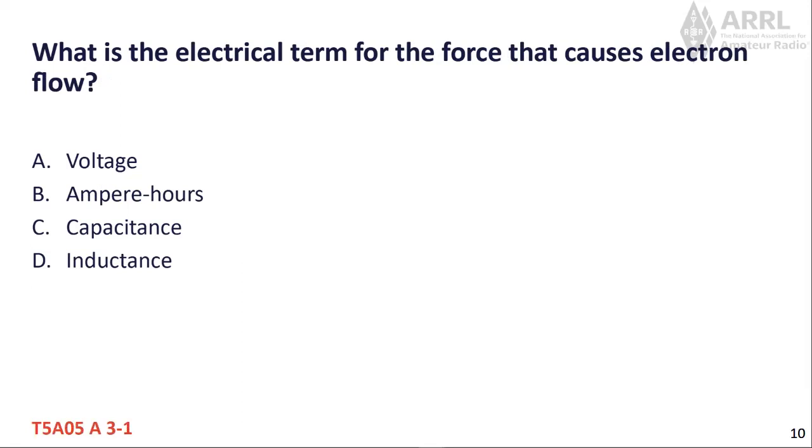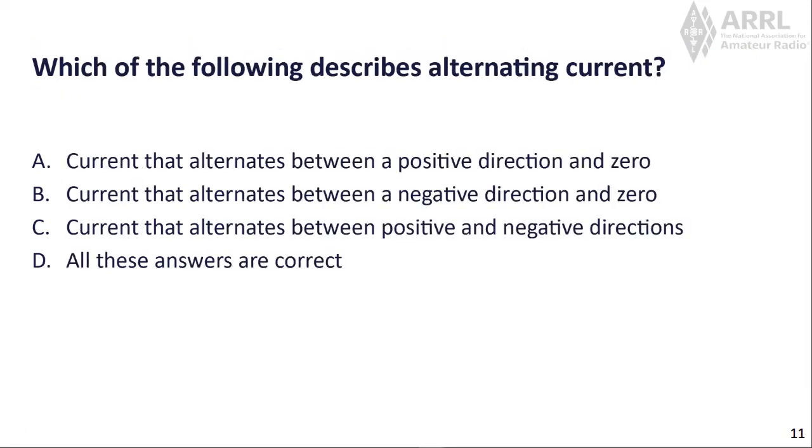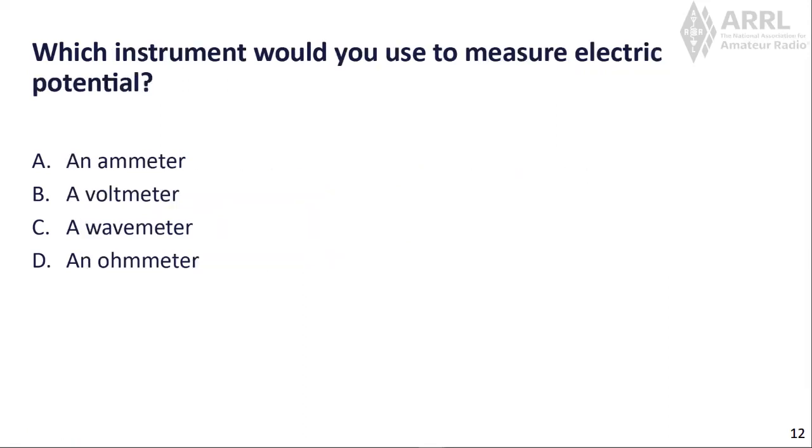What is the electrical term for the force that causes electron flow? That would be A, voltage. That's the pressure, the electrical force that moves the electrons, makes them flow. Next. Which of the following describes alternating current? C. Current that alternates between the positive and negative directions. It has to reverse direction to be alternating current.